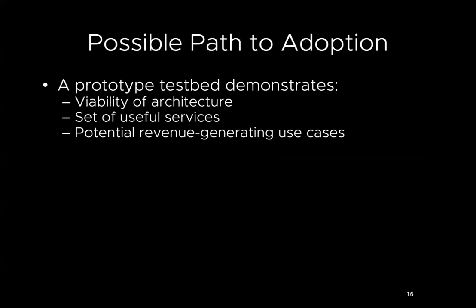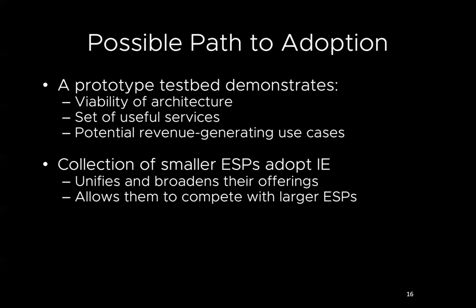Here's one possible path to adoption. It involves building the equivalent of the ARPANET for the InterEdge. This would be a prototype that demonstrates that the InterEdge works and provides value. Then the smaller ESPs might adopt the InterEdge because it combines their coverage and market power and allows them to compete with the big ESPs, not just in size, but in lower costs because there is joint software development, and new features because there are open source standards that applications can rely on.